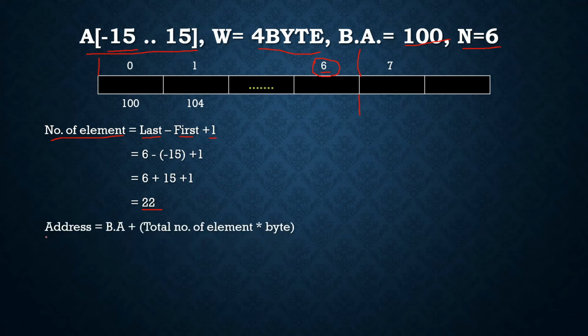Now, finding the address: address equals base address plus total number of elements times bytes. We have bytes 4 and base address 100. So place the values and solve the equation: 100 plus 22 times 4, which equals 100 plus 88. So the address of the 6th element is 188.